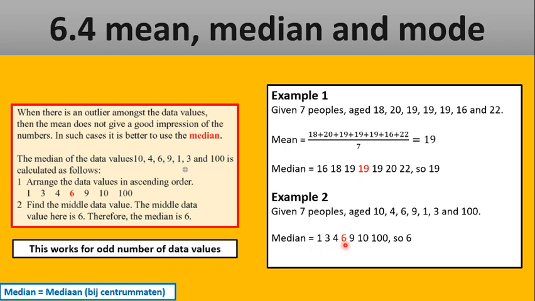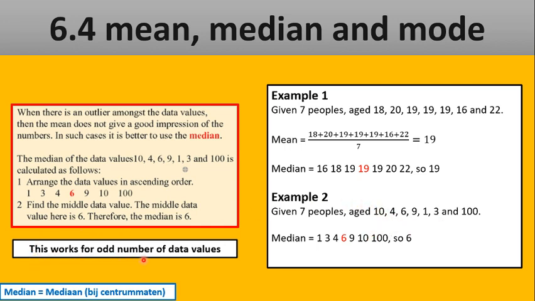And as you can see, 6 is the middle data value in this case. So the median is 6. If we take a look at the one above, example 1, the median would be 19. And that's exactly the same as the mean. So in this case, you see that there could be a big difference between mean and median in some cases, right? Because the mean here was 19 as well, but the median is 6.